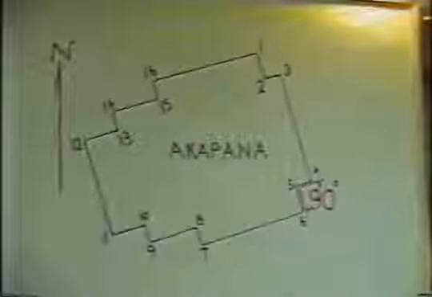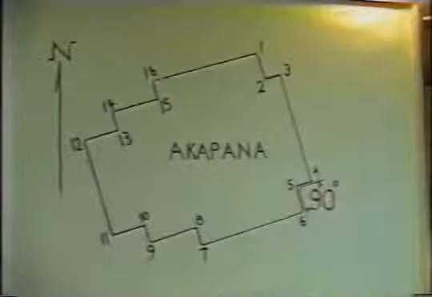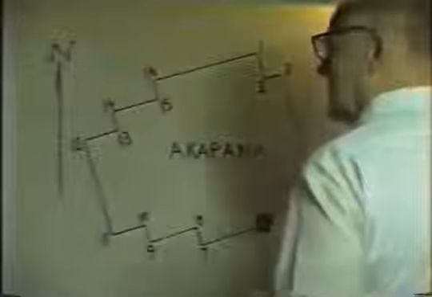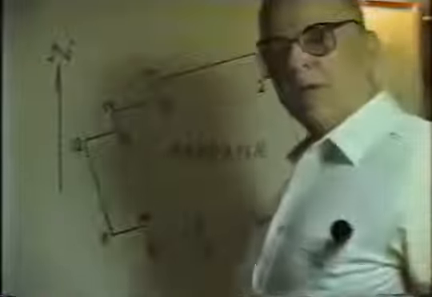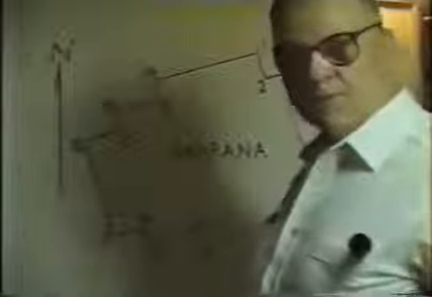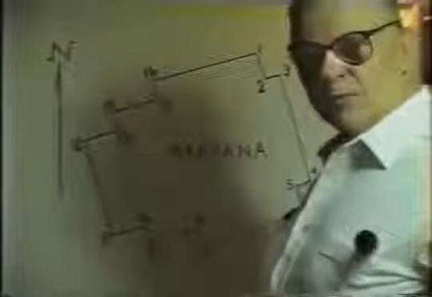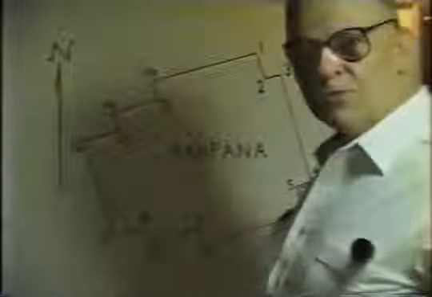This is the ground plan of the Akapana Pyramid at Tiwanaku, Bolivia. It contains part of the message explaining why it is where it is. Some of you know how to do this. For those who do not, it's really quite simple.